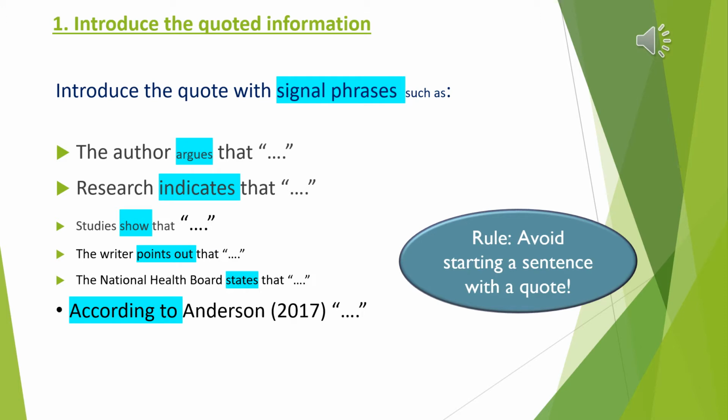The first step in using quotations is to introduce the quote. Avoid starting a sentence with a quote. Instead, use signal phrases such as argues, indicates, shows, points out, states, according to, and so on.